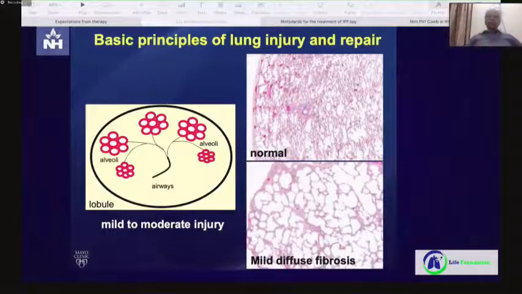Going back to my presentation, when you have fibrosis, the kind of fibrosis and the distribution of the fibrosis varies according to what initiates it. So if you have a mild to moderate injury, you're going to get mild diffuse fibrosis. And all the alveoli are involved, as you can see in this cartoon on the left, and the histopathology on the right. Not very much fibrosis.